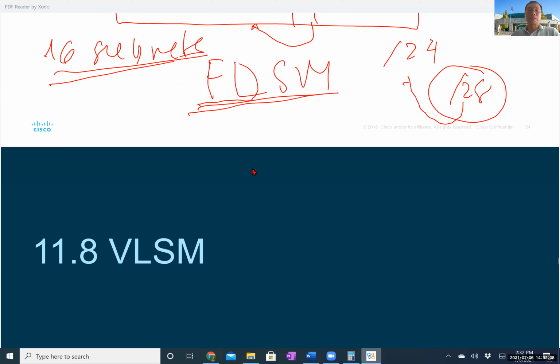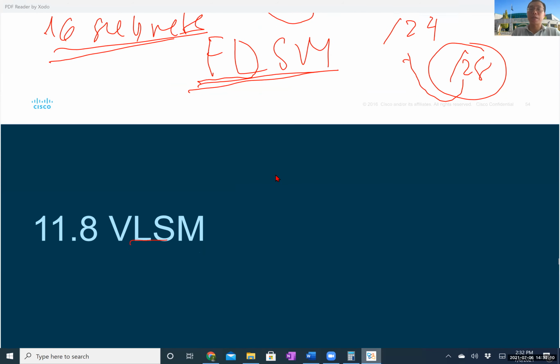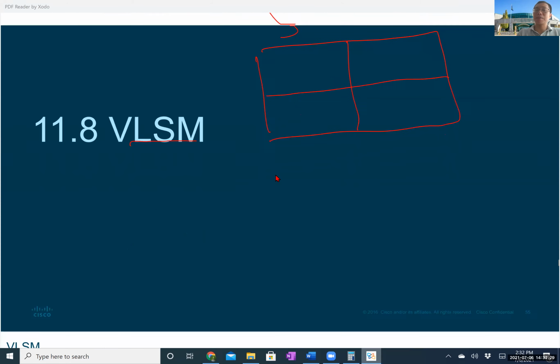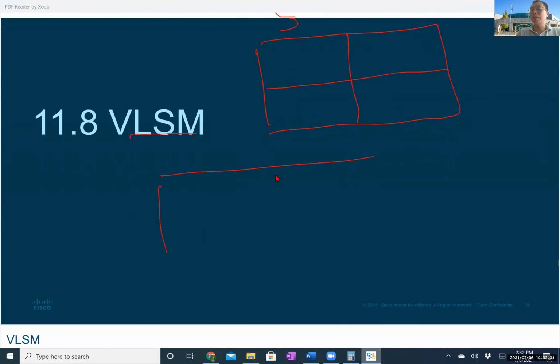Now you come to the second one, the variable length subnet mask. They are not equal. Think about it: you have the original network, and if you break it down into 4 equal subnets, you break it down equally, like cutting a cake into 4 equal pieces. That is the fixed length subnet mask. But in the case of the variable length subnet mask, you're able to break it down into unequal parts.